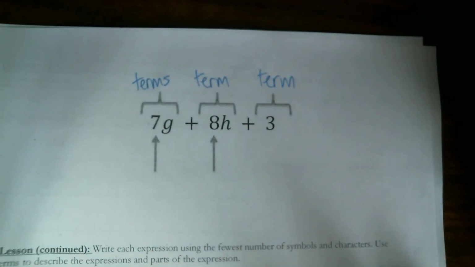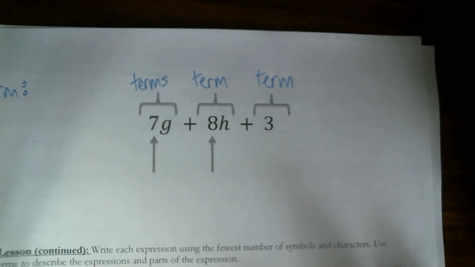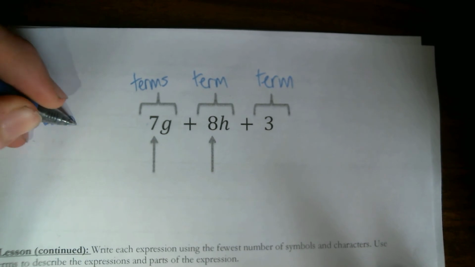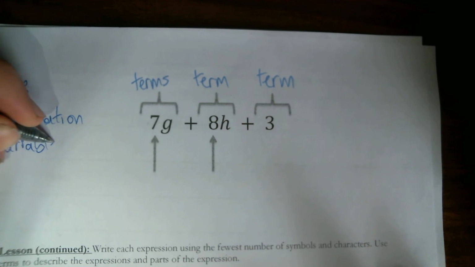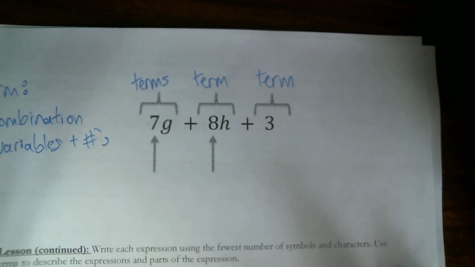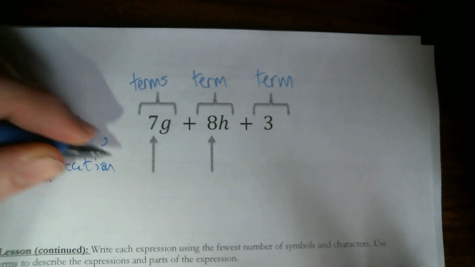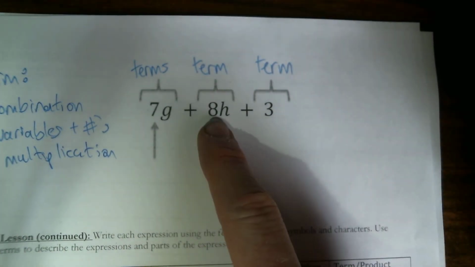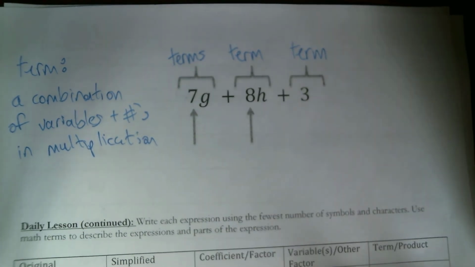And a term is just a combination of variables and numbers in multiplication. So here, this chunk is called a term. That chunk is called a term. 8h3, 7g, those are all called terms.